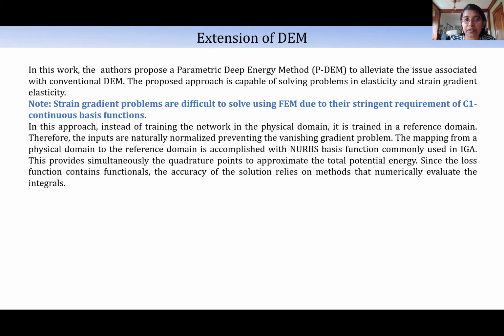The mapping from the physical domain to the reference domain is accomplished using the NURBS basis function, which is commonly used in isogeometric analysis. This simultaneously provides the quadrature points to approximate the total energy. We normally use quadrature points when we are solving the variational energy formulation, and that is also used in the NURBS basis function. So we can serve two purposes.